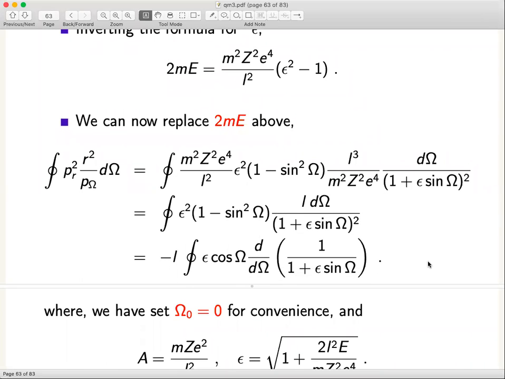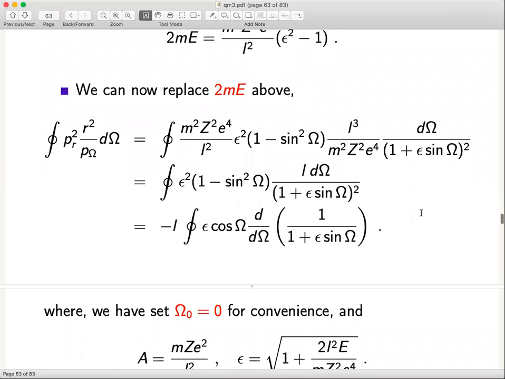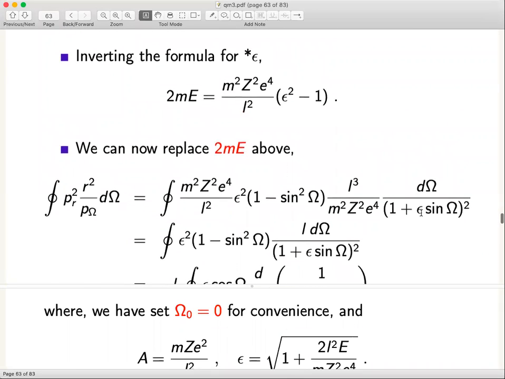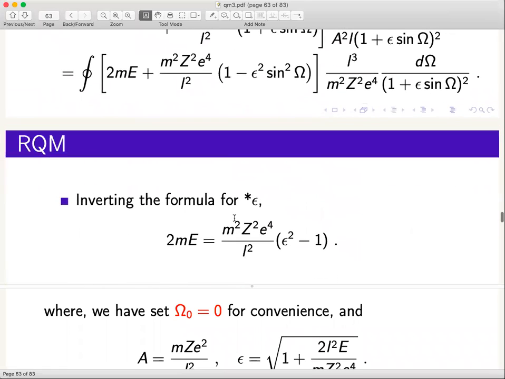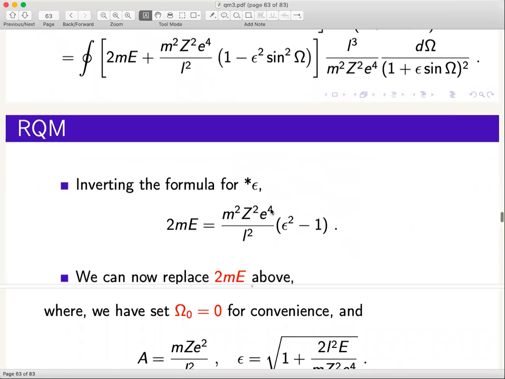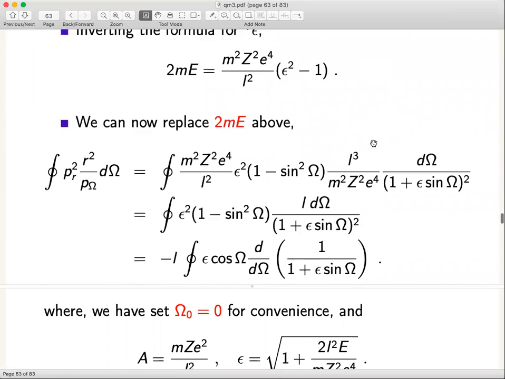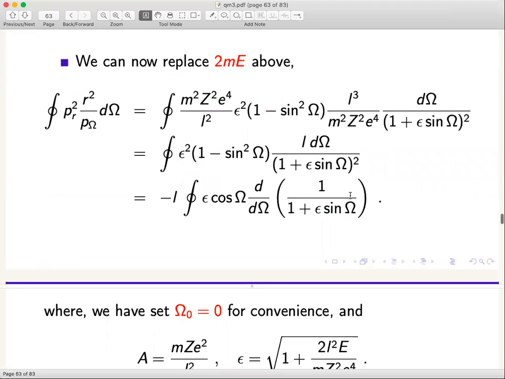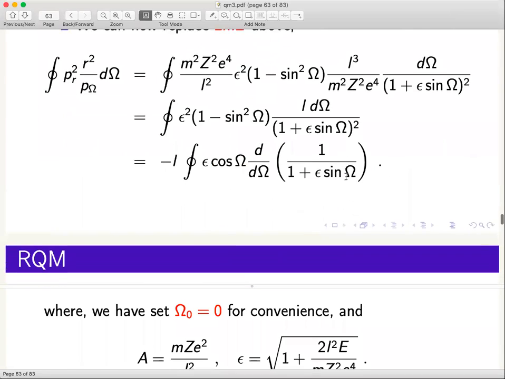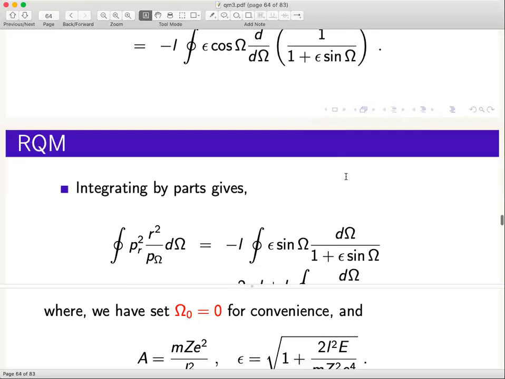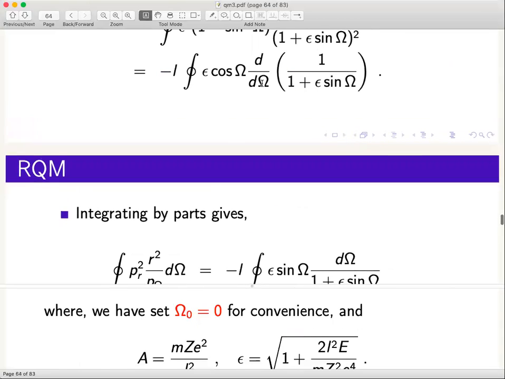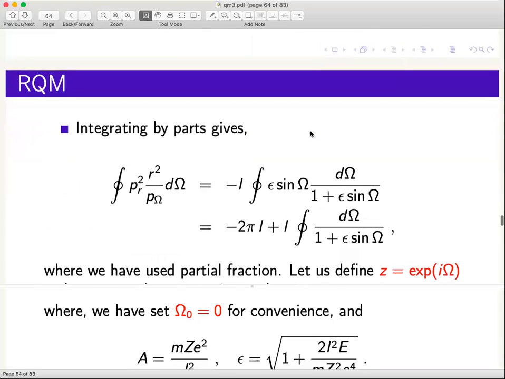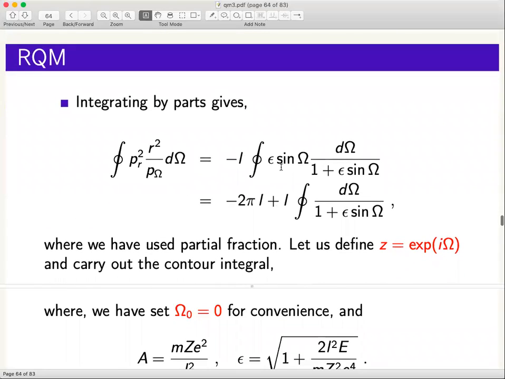So, coming back to this integral, all we have done is substitute 2me in this expression by using the formula coming from epsilon, and you write down everything in terms of epsilon and get rid of e. And you get an expression which is like this. Good. Now we will integrate by parts and take this derivative on this cos and write down this expression in this particular fashion.